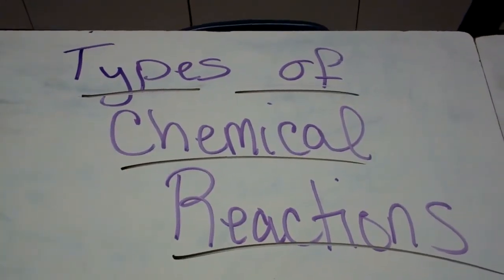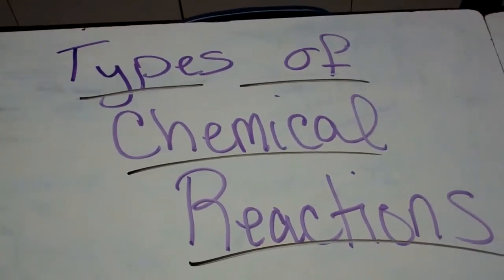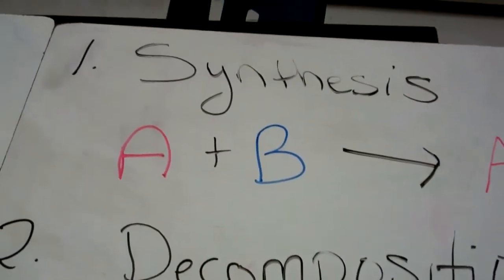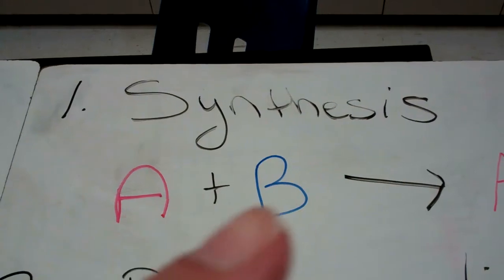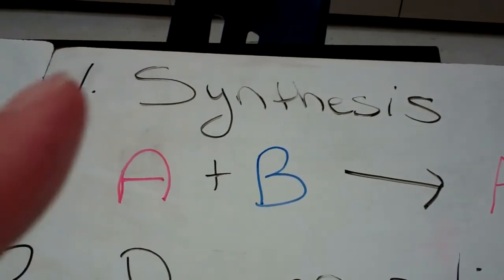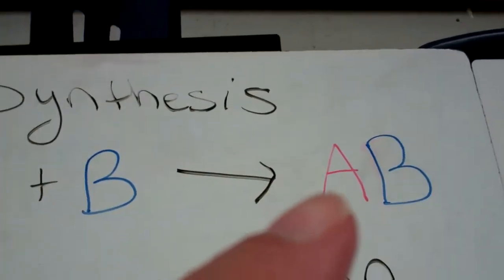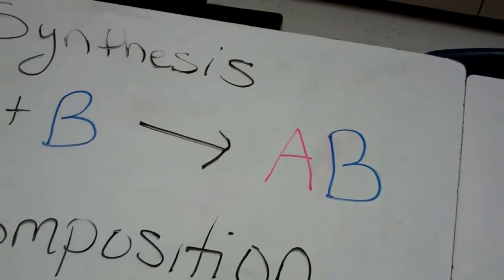There are 4 types of chemical reactions in the chemistry world. The first type of reaction is a synthesis reaction. This is when 2 components come together to chemically react. These are known as your reactants. They come together, chemically react to produce one product, A B.